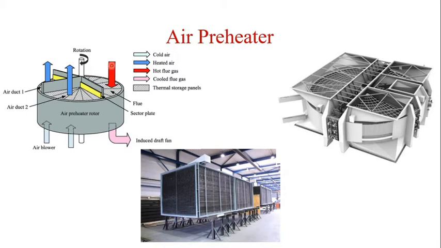So hot flue gases are coming from the top towards the bottom, and air at normal temperature is coming from bottom to top. The air at normal temperature coming from the bottom, when it is passed through the air preheater, will be converted into heated air, which will be utilized for the further purpose in coal drying. On the right hand side, the actual picture of the air preheater, and the second is also an actual picture of the air preheater.